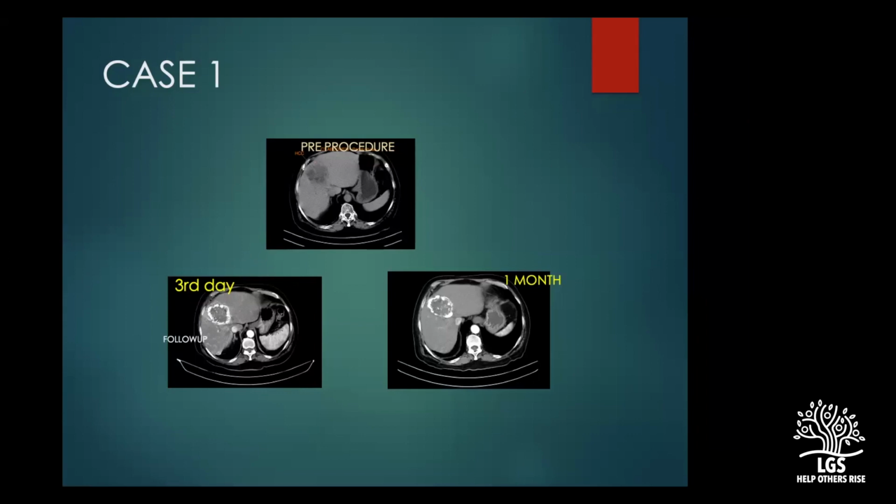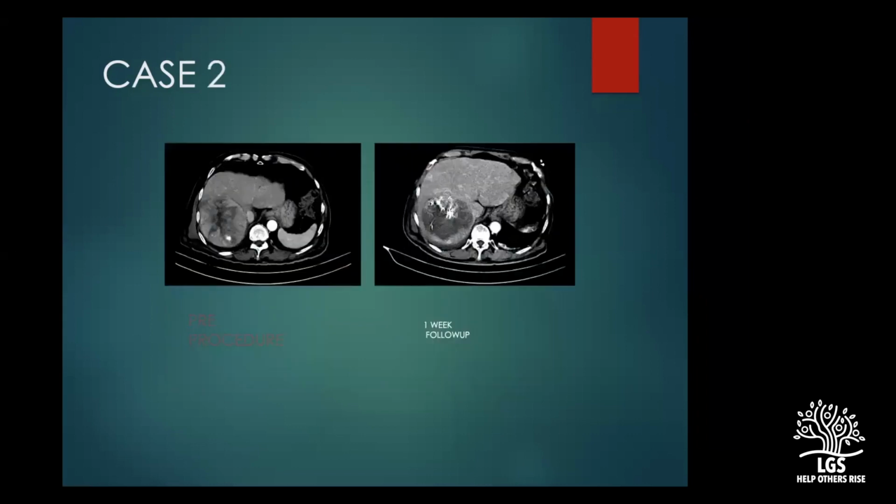I think we did about 20 cases, and of late we haven't been doing it, but we can do it even in the palliative setting, not just pre-transplant. So again, a tumor as big as this can also be treated. You can see the amount of necrosis on a 1-week follow-up. There is almost complete necrosis. This is a pre-procedural CT, and this is a 1-week follow-up CT.